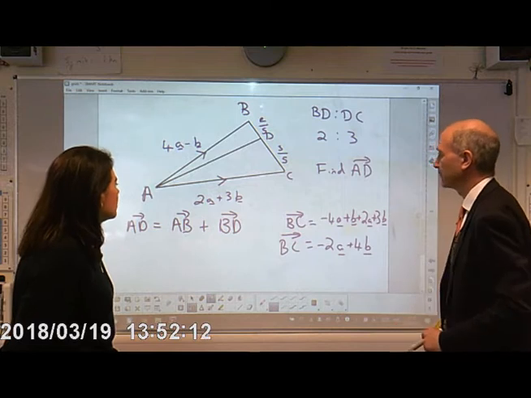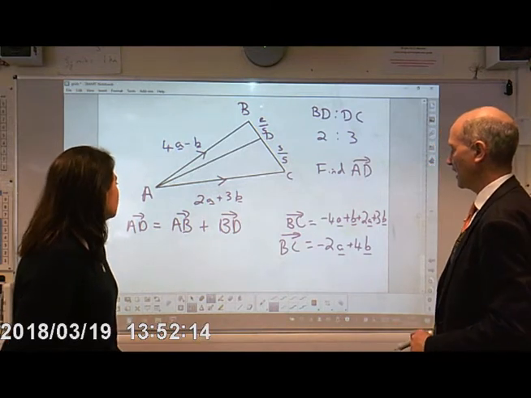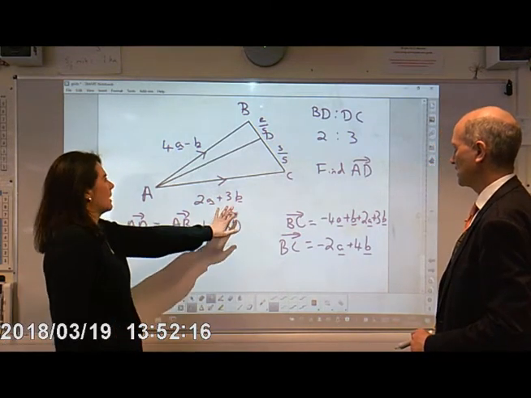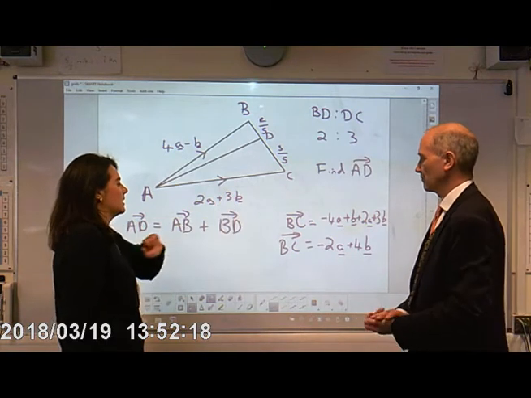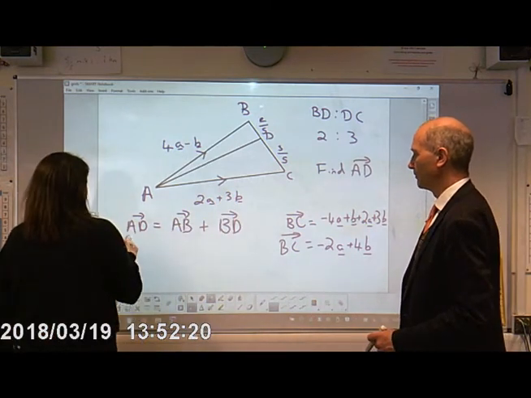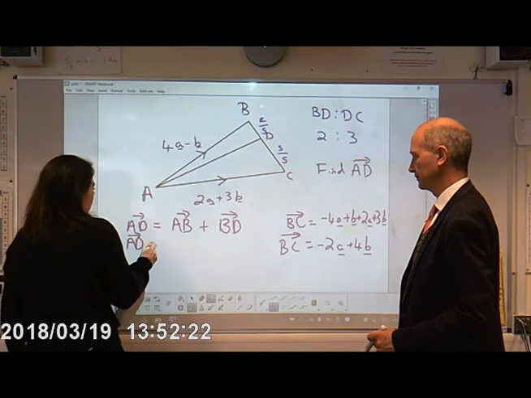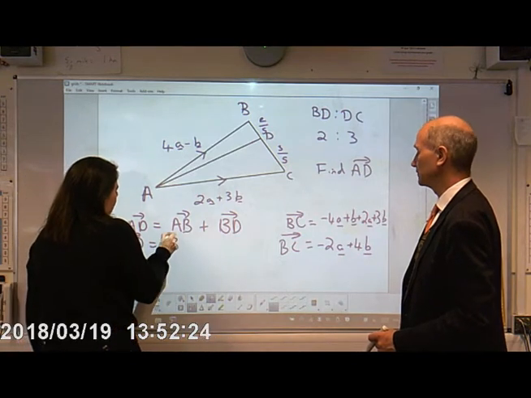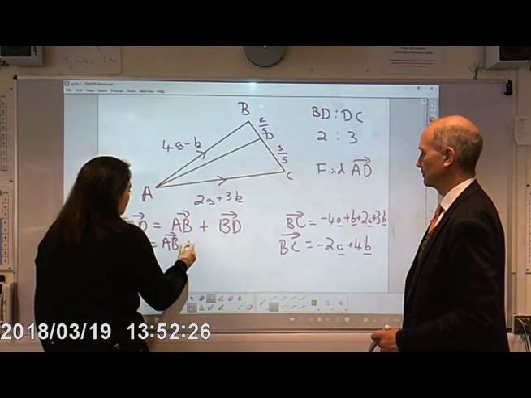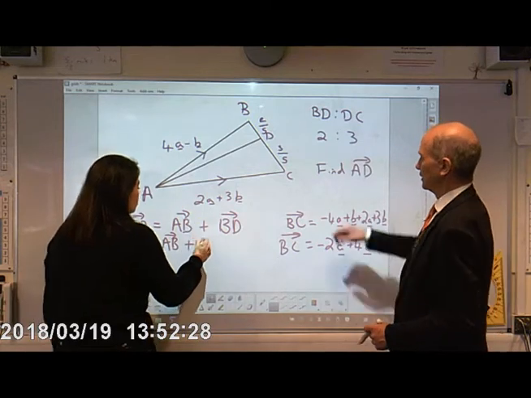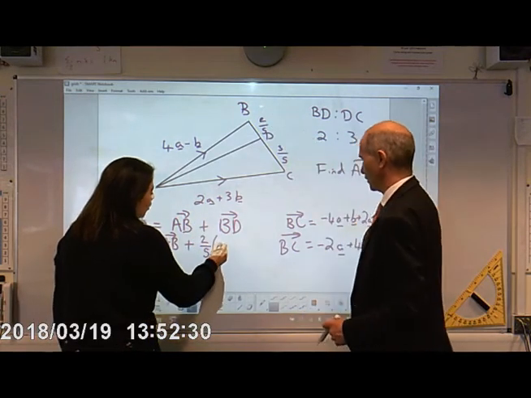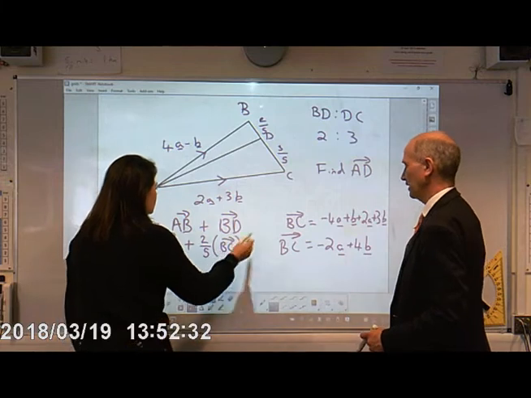And I've got my vector of BC, which now means I can come back to my original plan and find BD. Okay. So, to get from A to D, I need to first find AB, which is nice and easy because that's already there. Plus, I'm going to need to find 2/5 of BC, which we've just worked out.